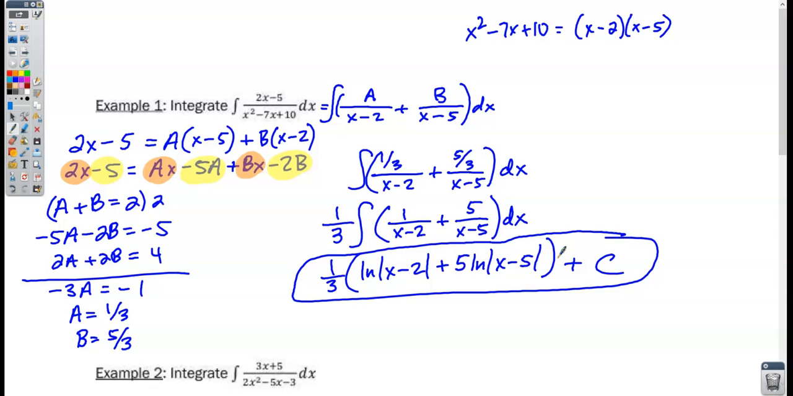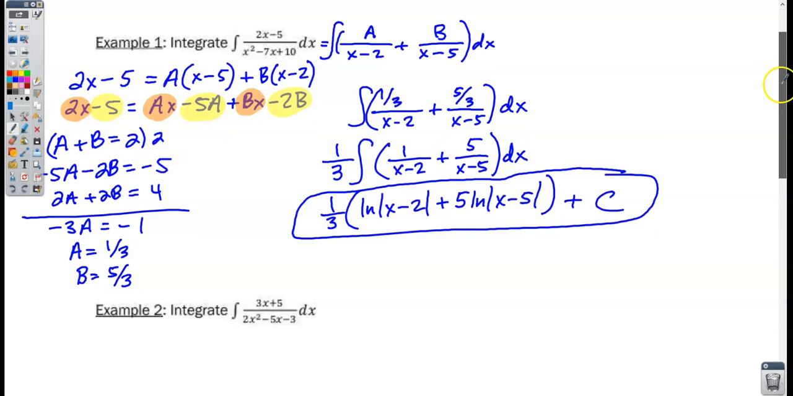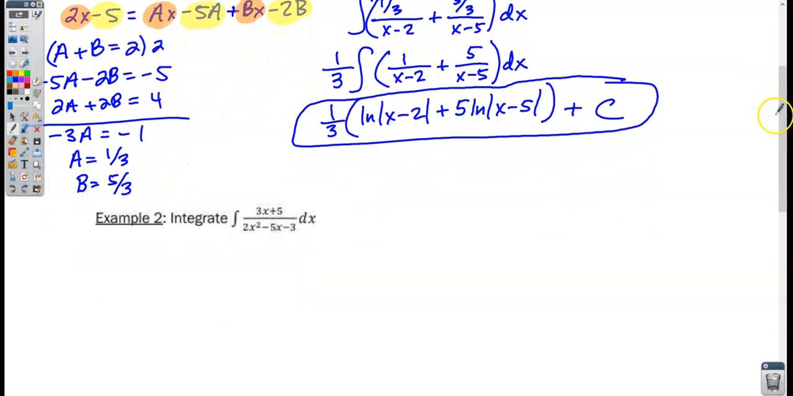But I could turn this into a single logarithm if I was doing, like, say, a multiple choice question that required me to match an answer. There's my integral. That's partial fractions. All right, let's look at example 2.